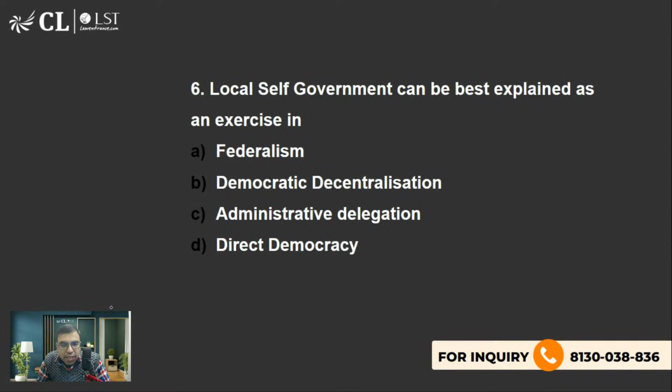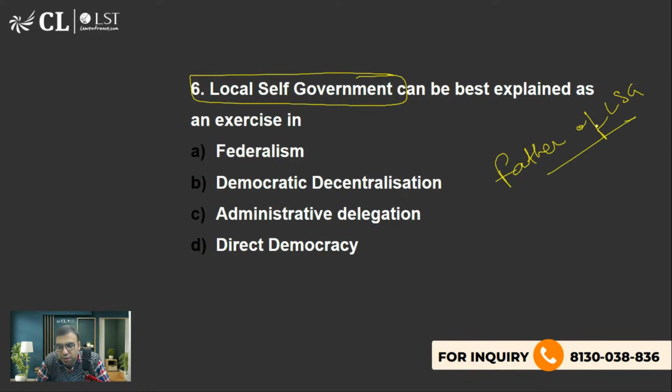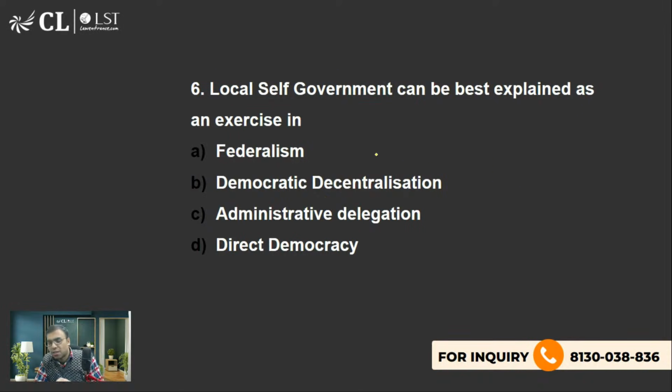The next one is question number 6. Local self-government can be best explained as an exercise in. What is local self-government? And who is considered as father of LSG? Yes, democratic decentralization. है ना? देखो होता क्या, democracy believes in flowing the power down. And centralization of power is not considered as very good. The more down the power flows from center to state to the local bodies, it is considered as good.